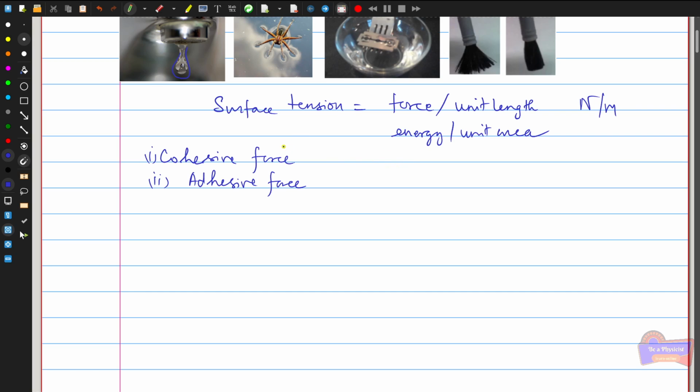So the force of attraction between any two different substances or different molecules is known as the adhesive force, and the force of attraction between the same molecules is known as the cohesive force.